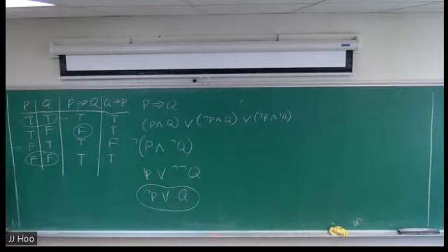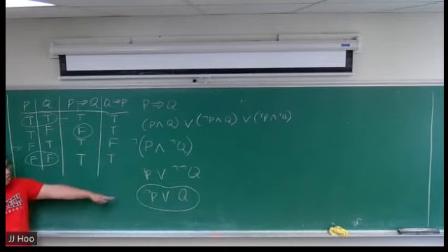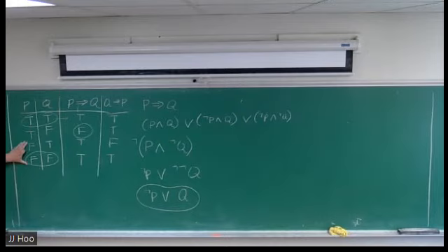We just look at what this means. It means either P is false or Q is true. Well, where is P false? P is false over here, or Q is true over here. So those are our cases, right?